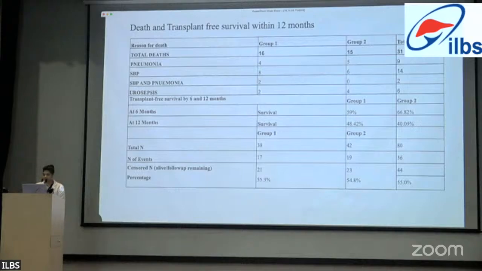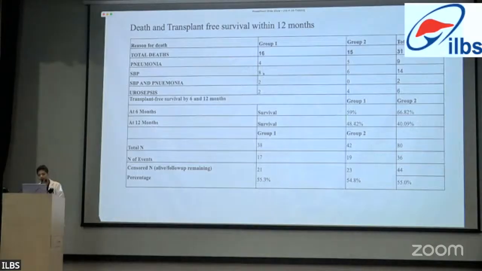Death and transplant-free survival within 12 months: the total death was 16 in group 1, that is the rifaximin arm, and it was 15 in group 2. So in the entire cohort, the total death was 31. This is up till 12 months. Out of which 5 patients underwent transplant, 1 in group 1 and 4 patients in group 2. So the attributable causes were 10.